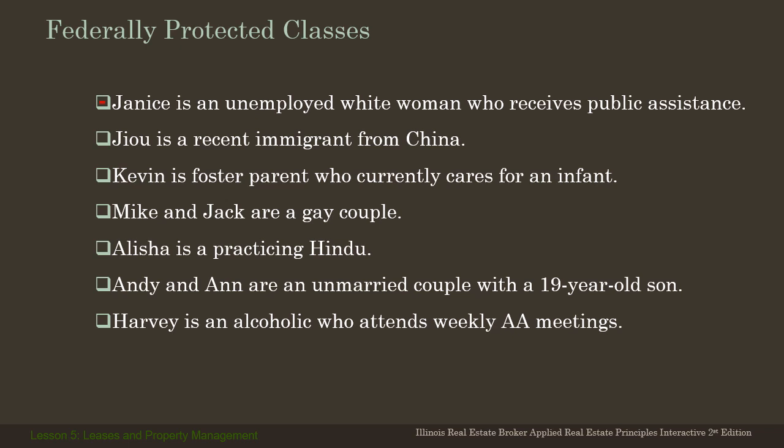Zhao is a recent immigrant from China, so he would be protected under his nationality. Kevin's a foster parent who currently cares for an infant. Yes, Kevin's protected. Mike and Jack are a gay couple. Yes, they are. Under the federal statutes now, they would be protected under sex. So they are protected. Alicia is a practicing Hindu. Yes, religion. Andy and Ann are an unmarried couple with a 19-year-old son. No, they're not protected. Harvey's an alcoholic, only again if Harvey's in a recognized drug and alcohol treatment program.